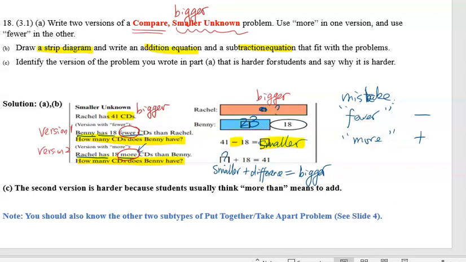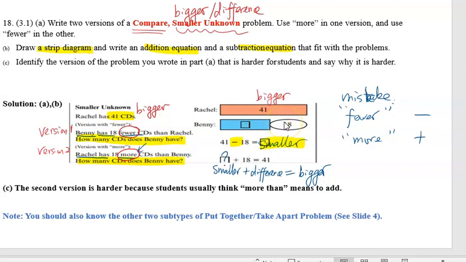Okay, the difference unknown type will be, if they ask you to write a problem with the difference unknown, you're going to tell them how many CDs Rachel has, 41, how many CDs Benny has, 23, and then you're going to ask, okay, how many more does Rachel have, or how many fewer does Benny have? So you're solving for the difference there. Okay, so all these three types you have to know.